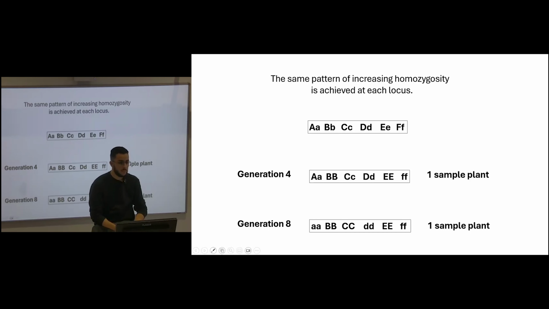Yeah, exactly. Because you'll be making either the homozygous dominant or homozygous recessive and decreasing the heterozygous.